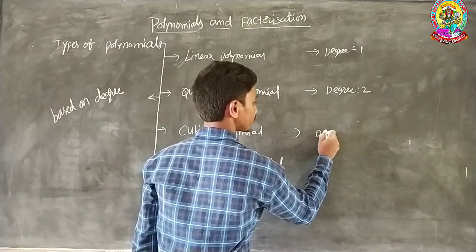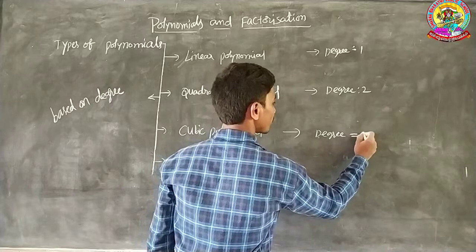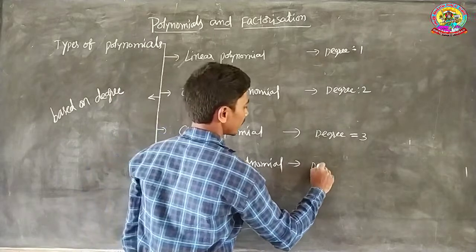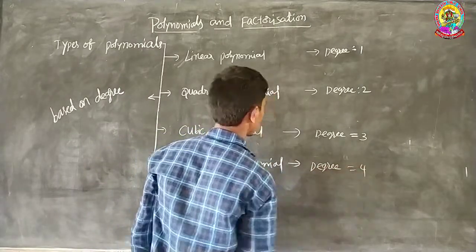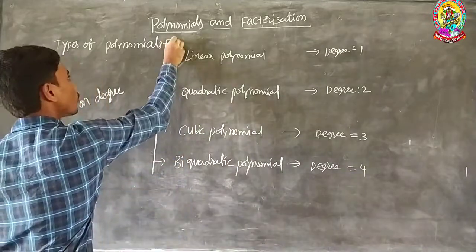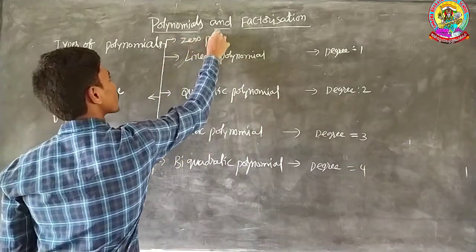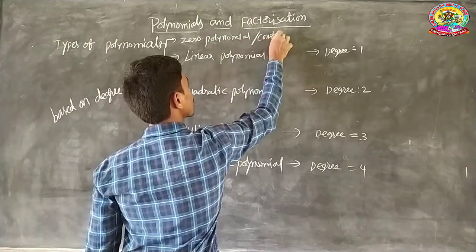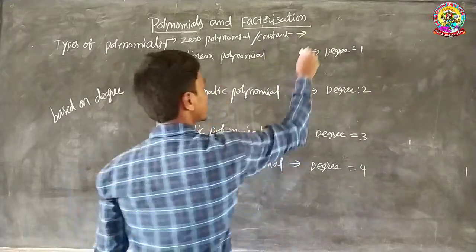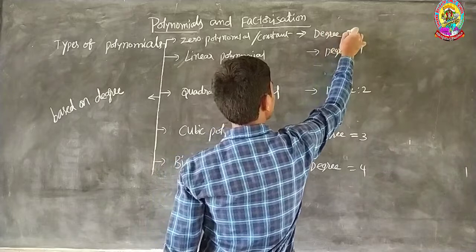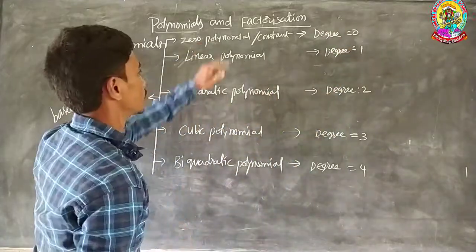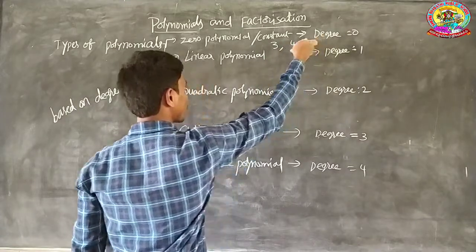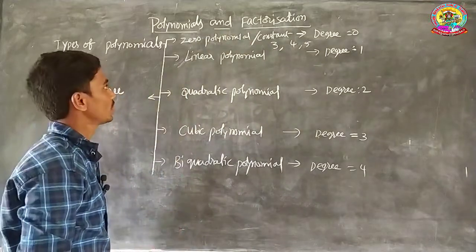Cubic polynomial: the degree of the term is 3. Biquadratic polynomial: the degree is 4. Another one is there, zero polynomial or constant. Here the degree is 0. Examples for a zero polynomial or constant are 3, 4, 5. Any number is called a zero polynomial or constant.